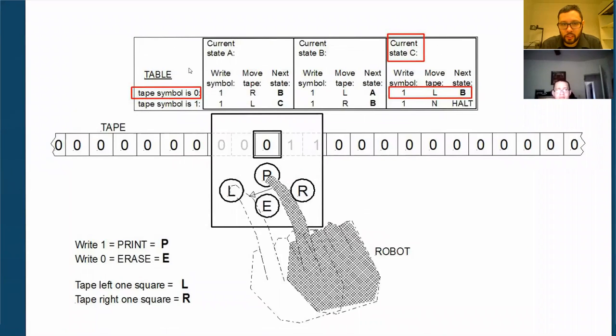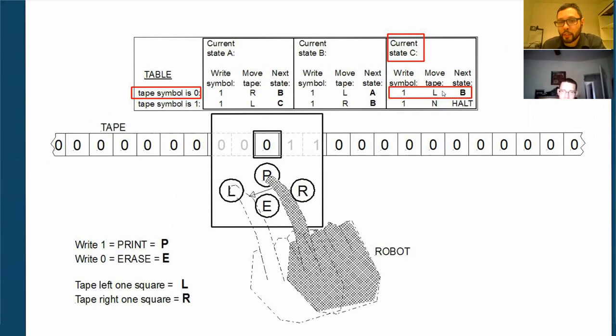The way this works is that we're currently in state C, and what state C says is, if you read a zero on the tape, then do this. And if you read a one on the tape, then do this other thing. So if we read a zero and we're in state C, what do we do? First, write symbol 1. So the first thing we do is write a 1 to the cell that we're on. We change the 0 to a 1.